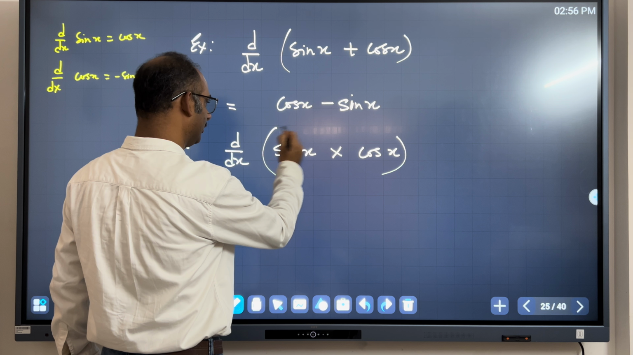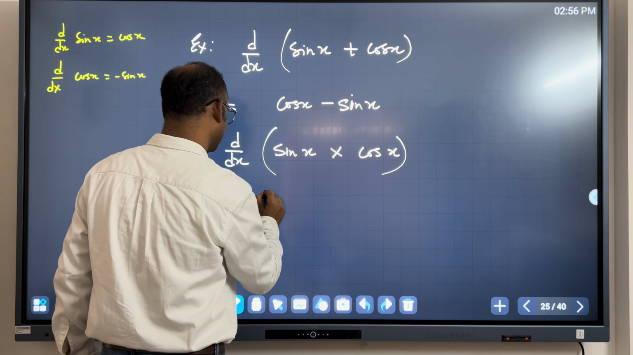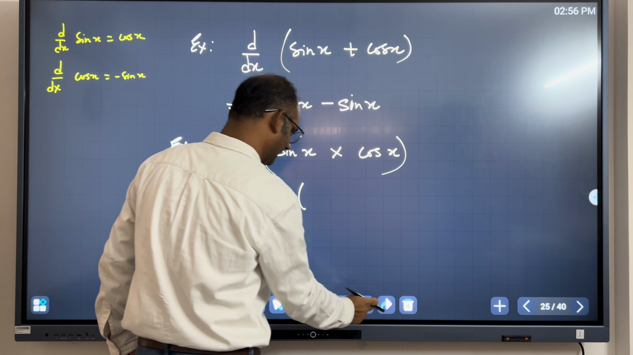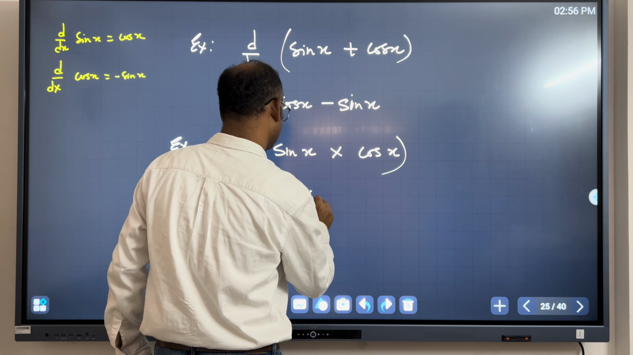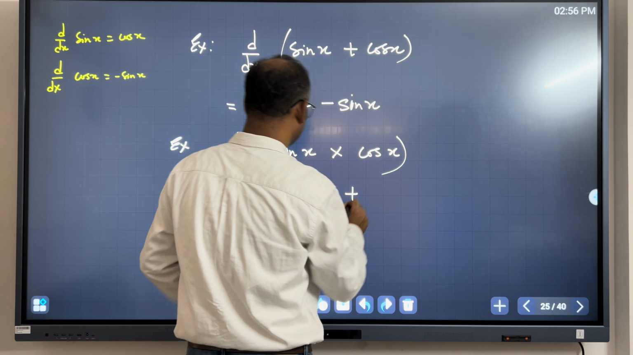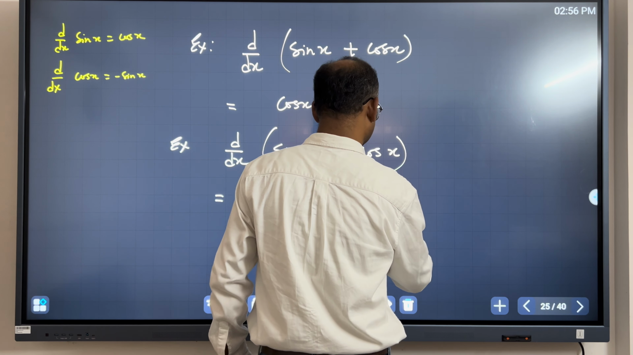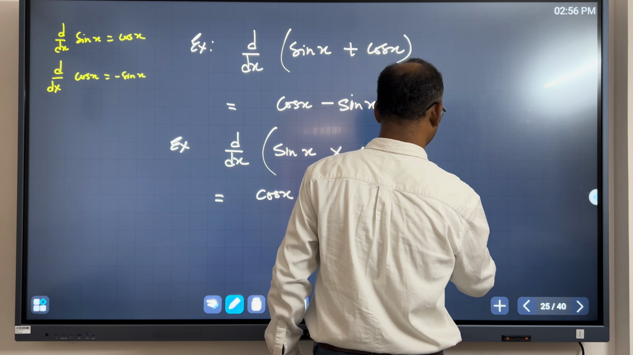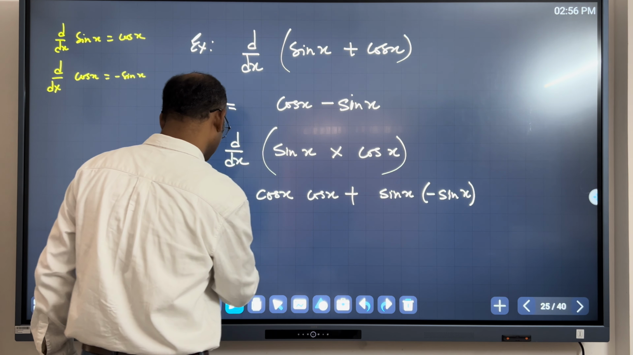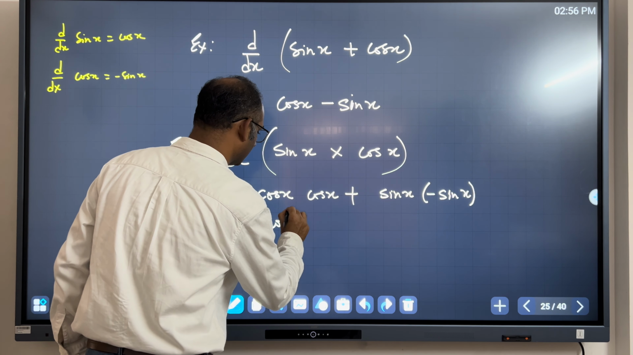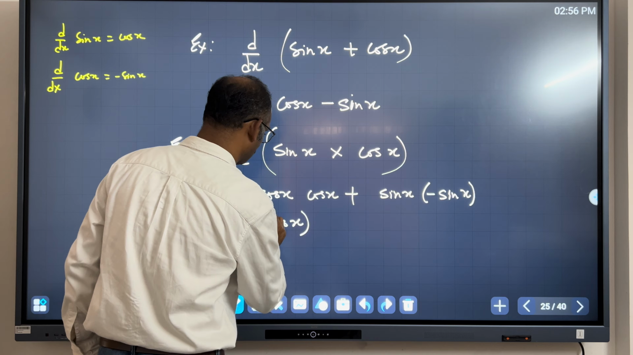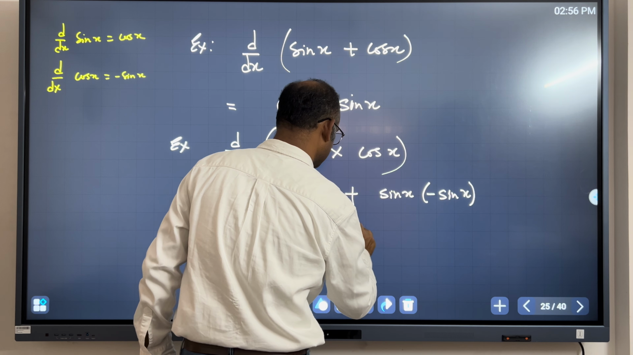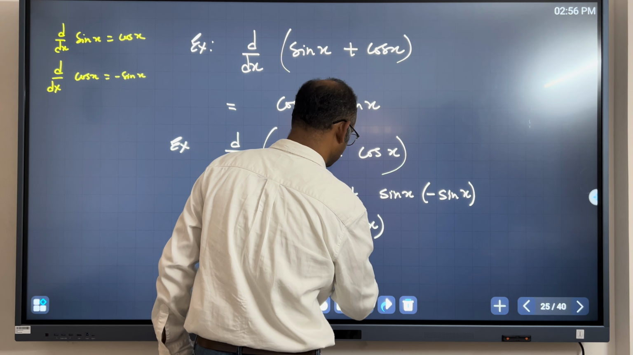I'll take the derivative of first one, which is cos of x. Then this remains as it is, plus first function remains as it is. Take the derivative of second one, it is minus sine of x. So what do you get? You get cos of x whole squared minus sine of x whole squared.